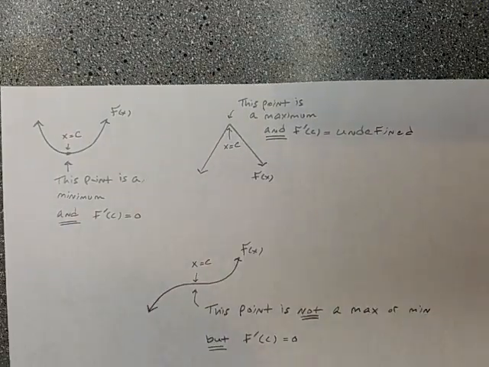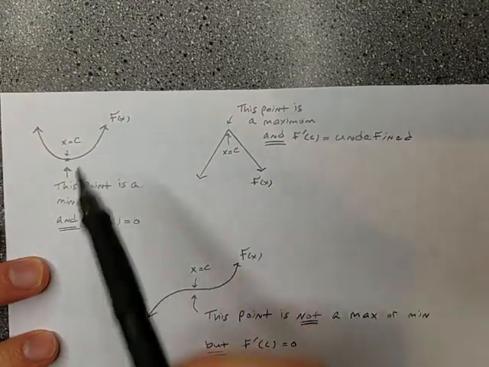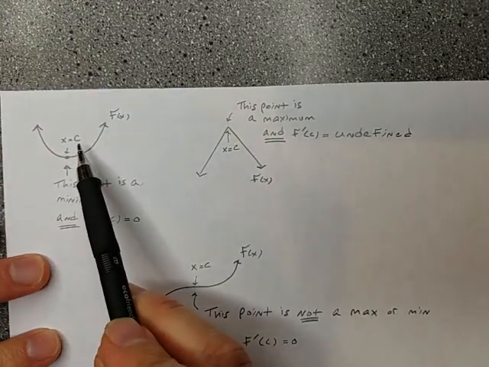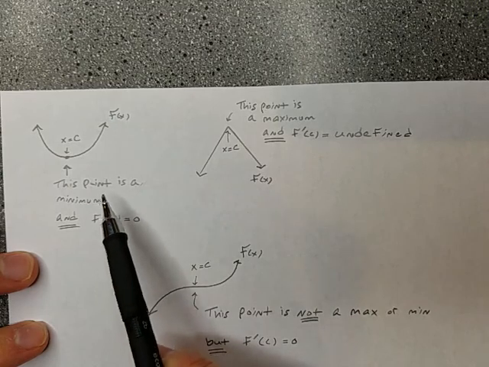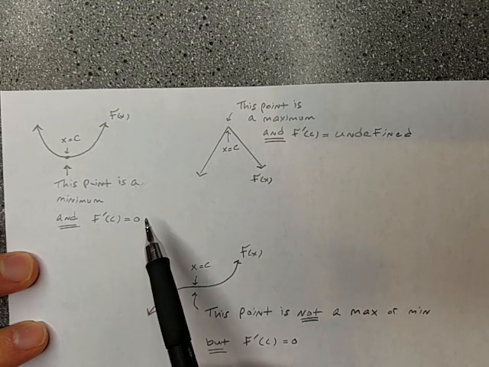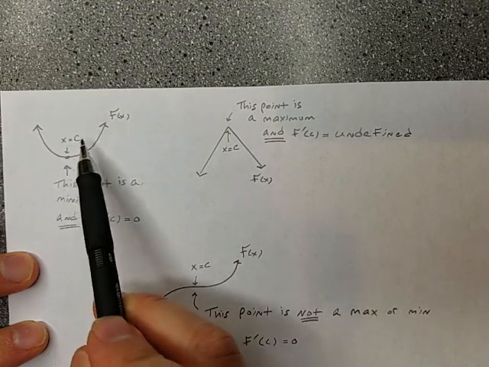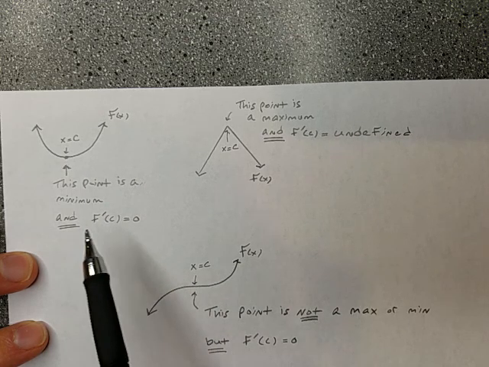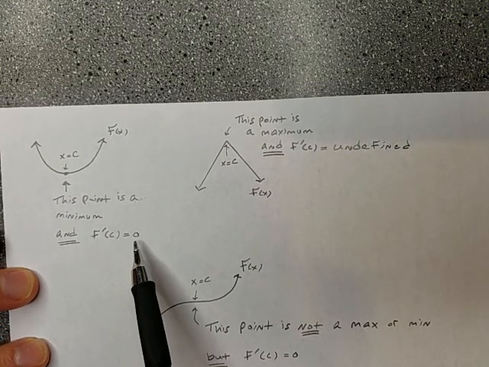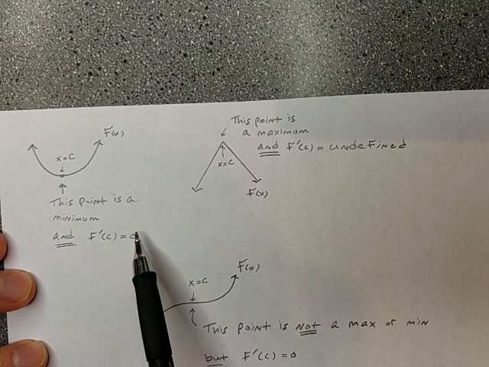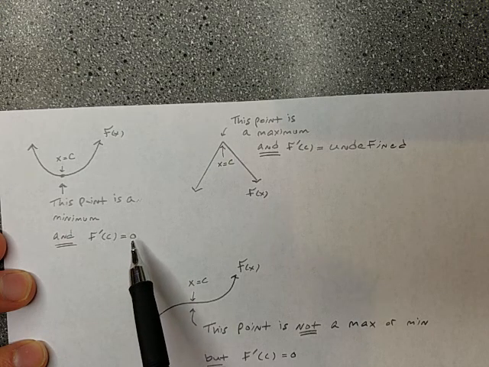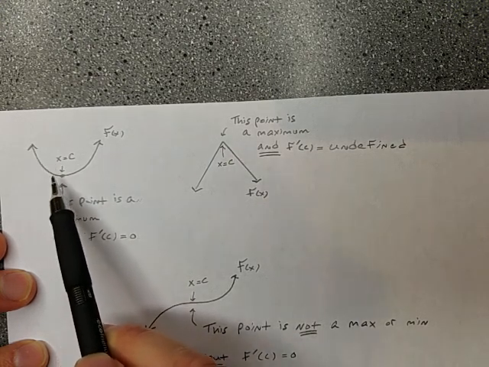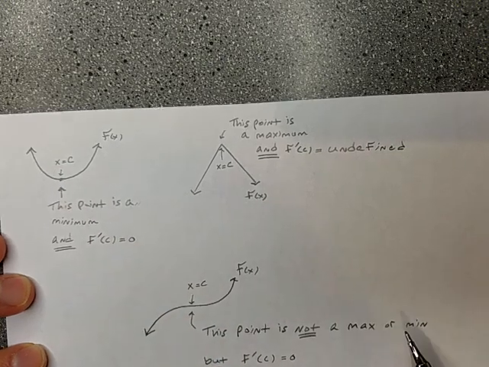Okay, so let's take this curve right here, say that point is x equal to c. That point's a minimum, and that means that this is also a critical number, right? f'(c) is 0. So that's why we find critical numbers. If the slope was 0, that's a spot where it could dip down to a low point.